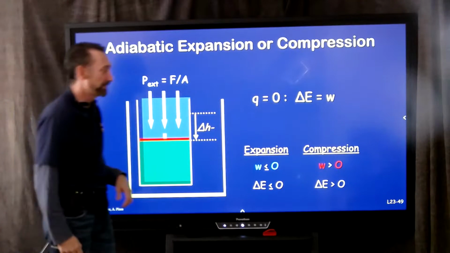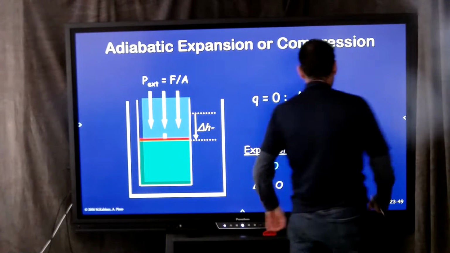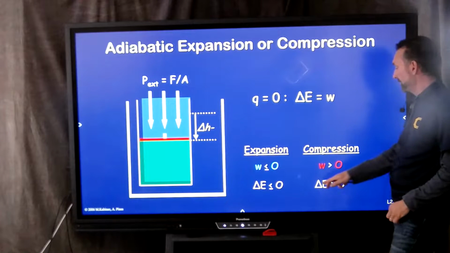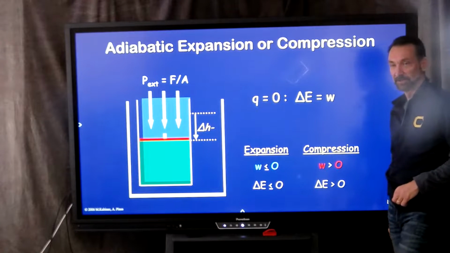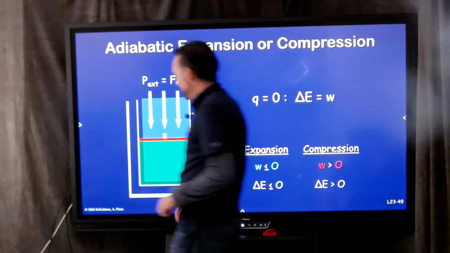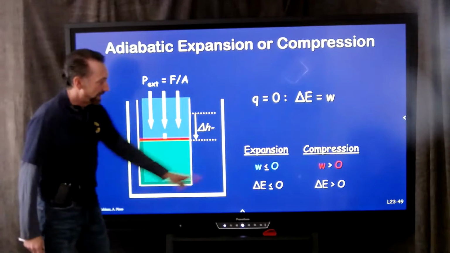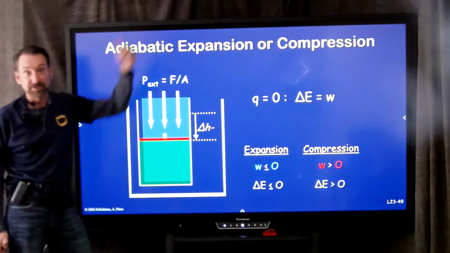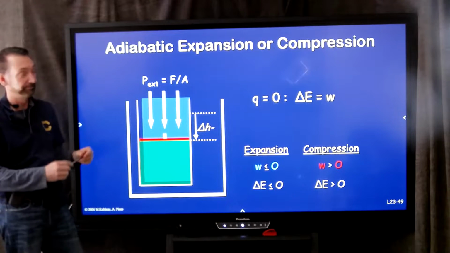If I compress the system, then I do work on the system. That tends to raise the energy. And of course, there's that equal sign in the expansion case. That equal sign is for if I expand against 0 external pressure.